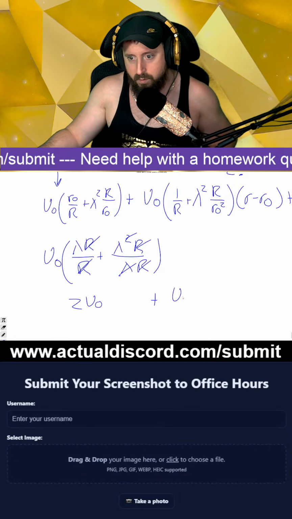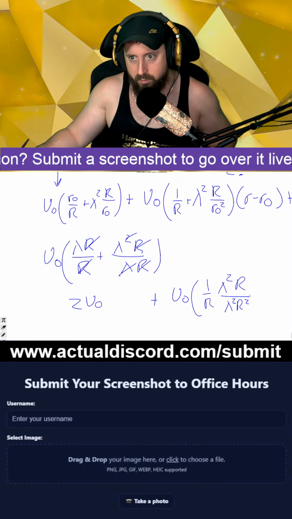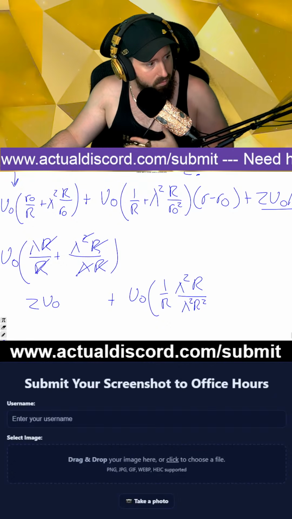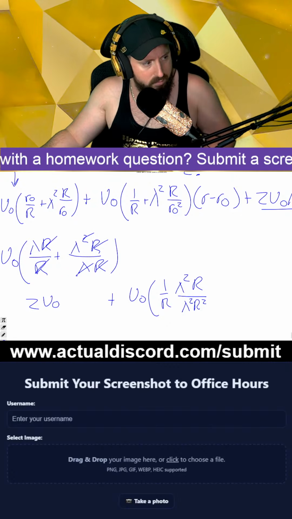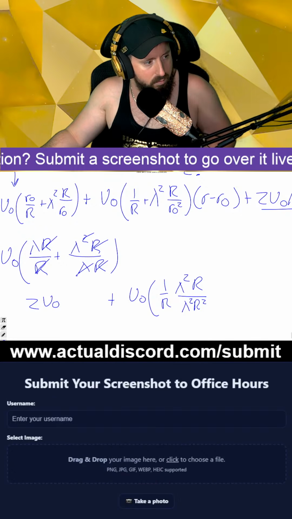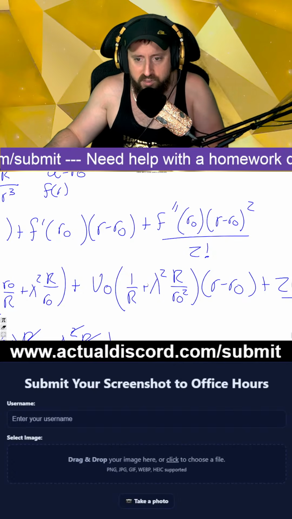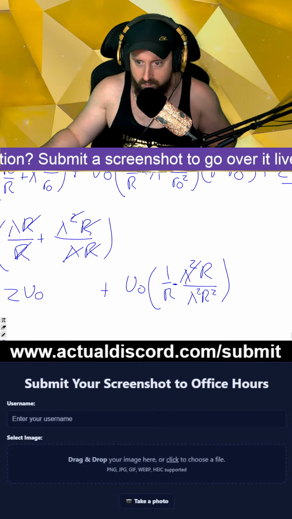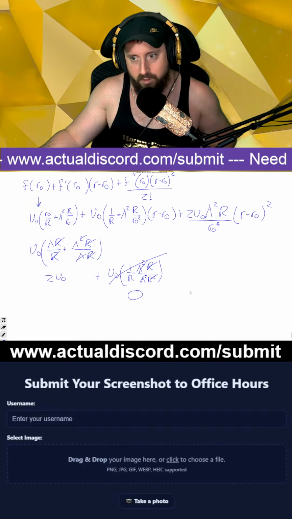Okay, and then this is plus mu naught 1 over r lambda squared big R, and then this is lambda squared big R squared. So this just goes to 1, right? I feel like it does. And wait, isn't there a minus here? Yeah, this is a minus. Oh, this goes to 0. Cancel, cancel. This whole term goes to 0, and then you're just left with this one.